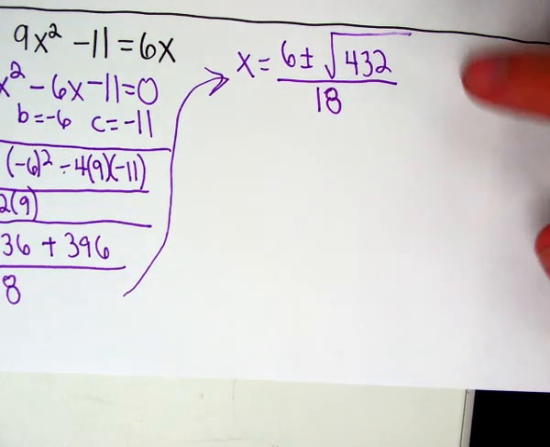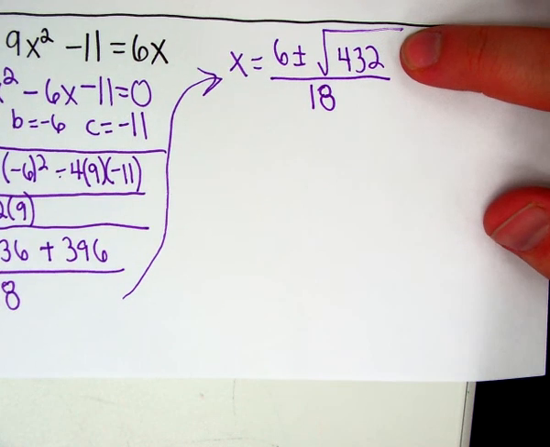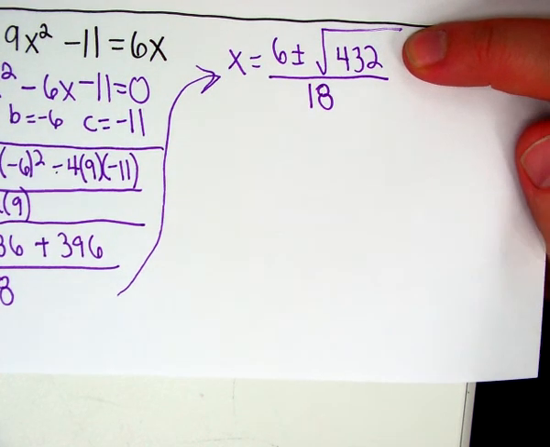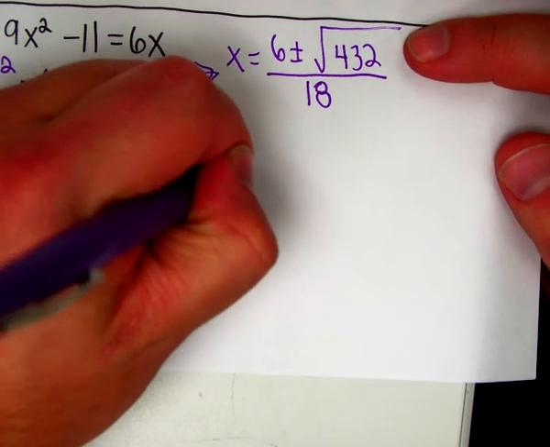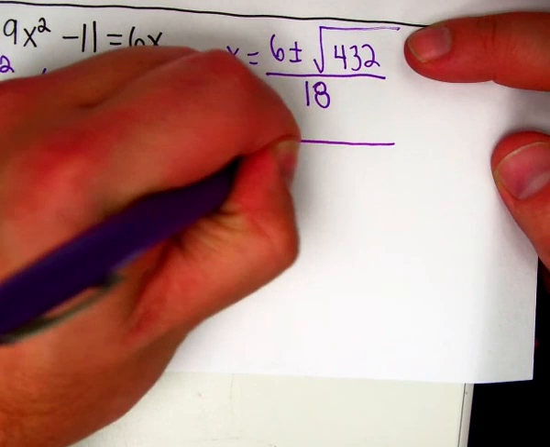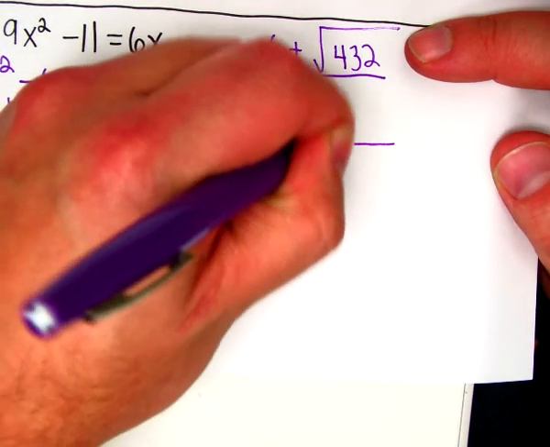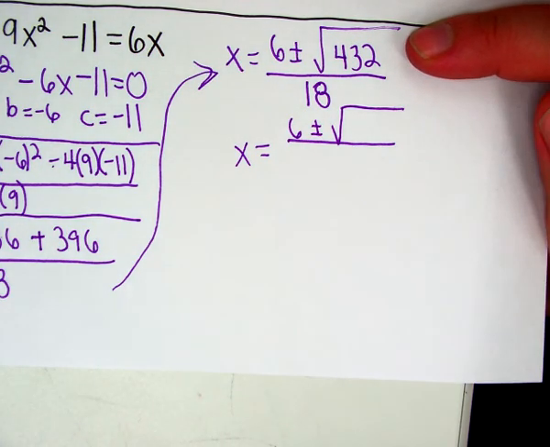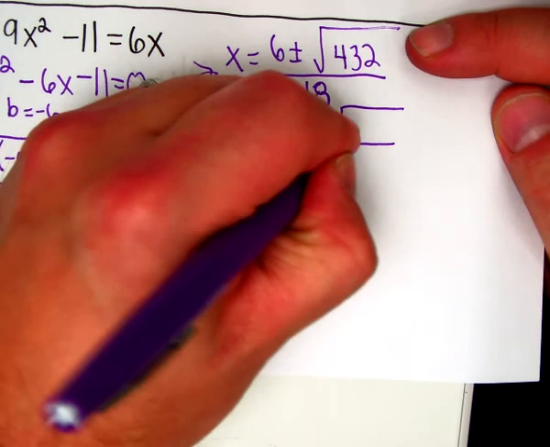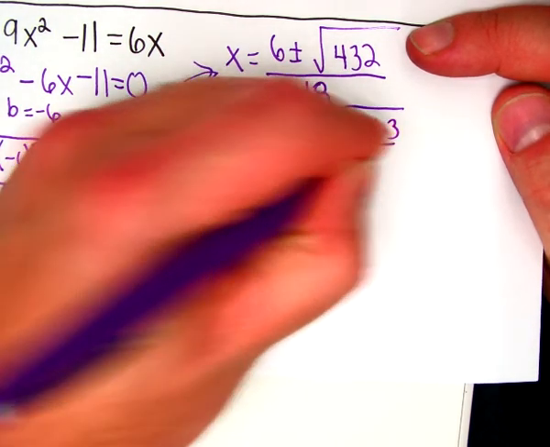Okay, next we have to try to simplify this radical if we can, because the square root of 432 does not equal a nice round number. It's 20.785. So we have to figure out what's a perfect square that is a factor of 432. If we go 432 divided by, and just try some of the problems, you'll see that 144 and 3 are the factors that we would use.